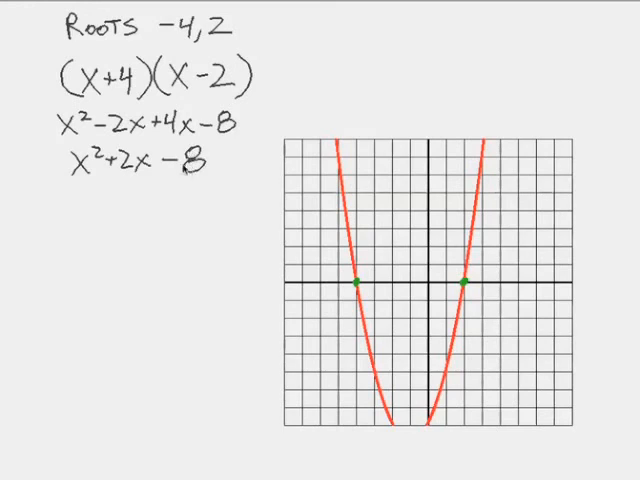Now we could have just used our sum and product rule. 4 plus -2 is 2. 4 times -2 is -8. To go on directly from here to here.